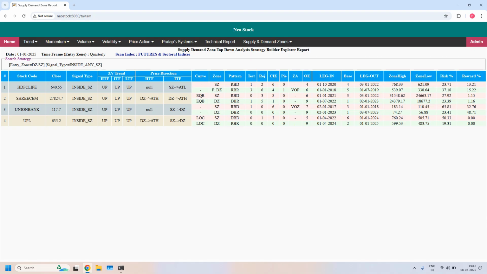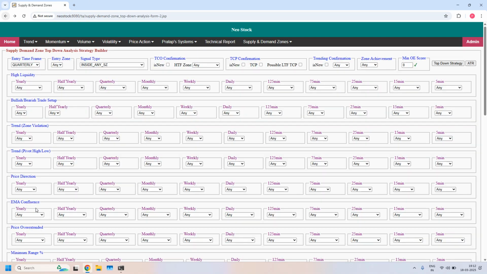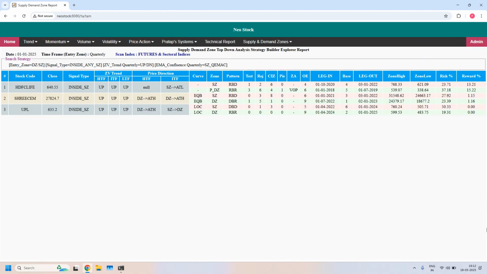Let's verify out of these 4 how many quarterly supply zones are having quarterly EMA confluence. So I'm selecting quarterly supply zone having quarterly EMA confluence, and trend on the quarterly should not be sideways. It can be up or down. We got 3 stocks out of 4, 3 are filtered. So that means all the 3 quarterly supply zones have quarterly EMA confluence, and also current price closed inside those quarterly supply zones.